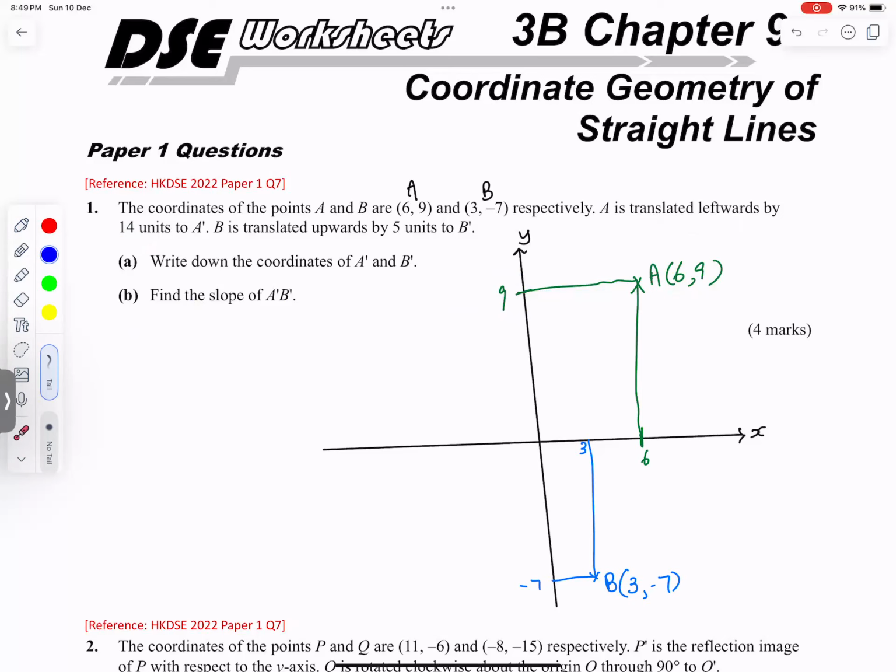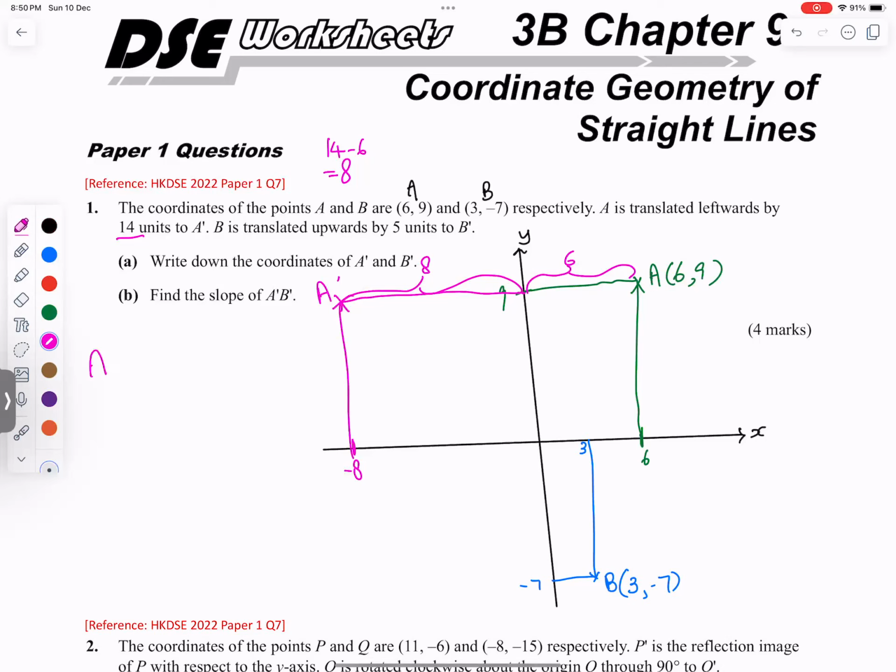How much does it change? You start from 6. 5, 4, 3, 2, 1, 0. So 6 steps here. Now, how many more steps do you need? In total, you have 14 steps. So 14, you already have 6 steps. So that means it will be coming to somewhere with 6 steps here. And then you still need 8 more steps. Because in total, you're going 14 units. So your next point, A naught, will be somewhere here. So your new A will be -8 and 9.